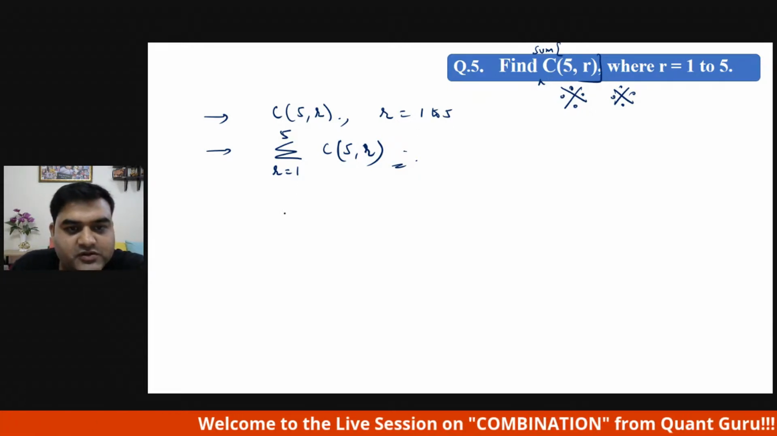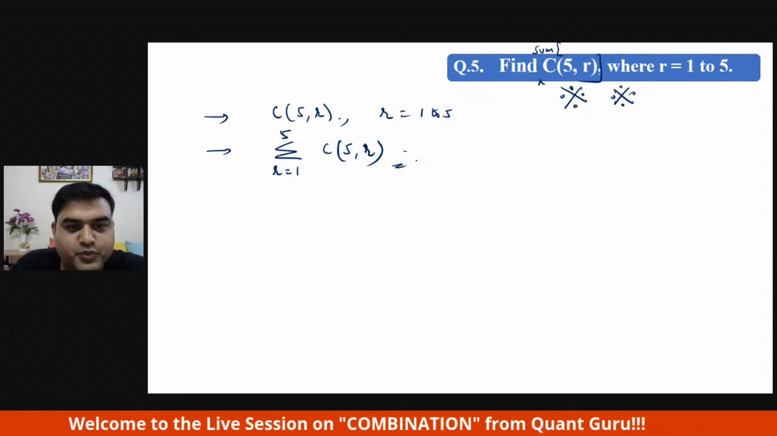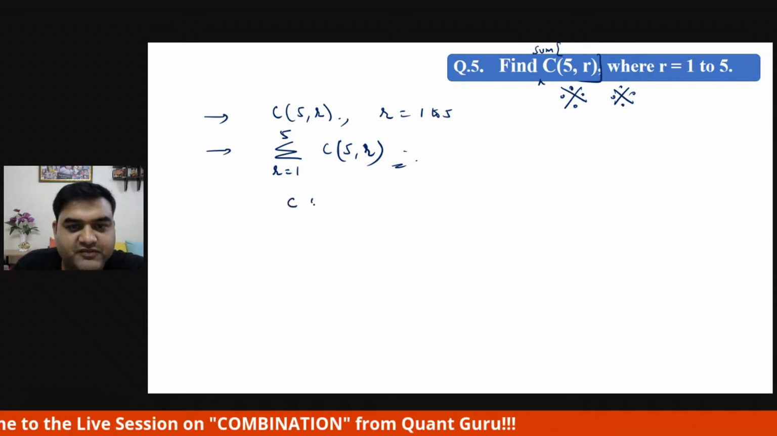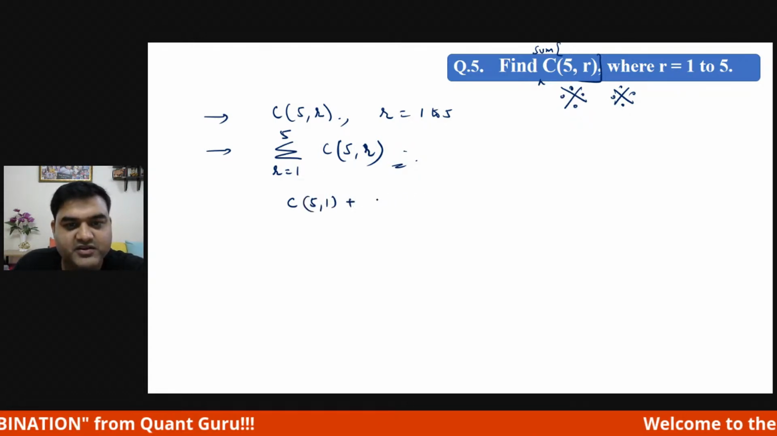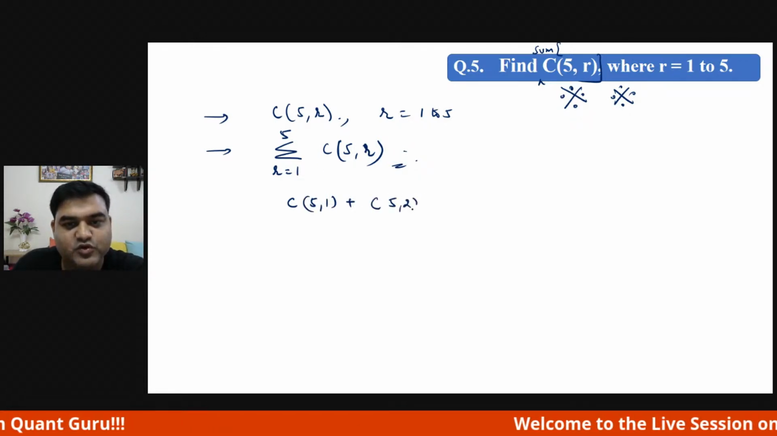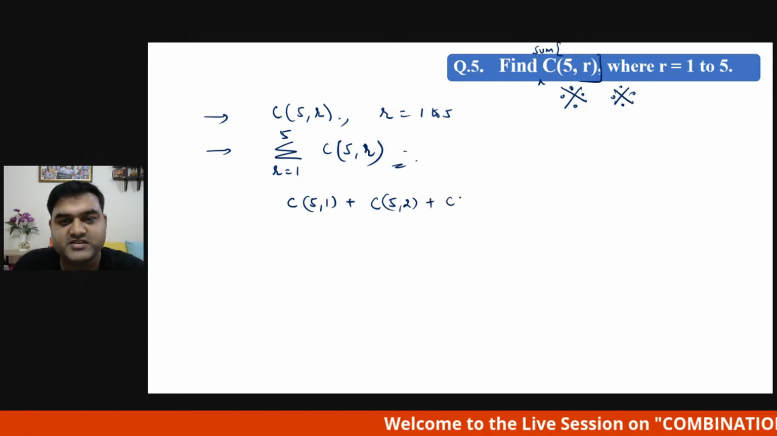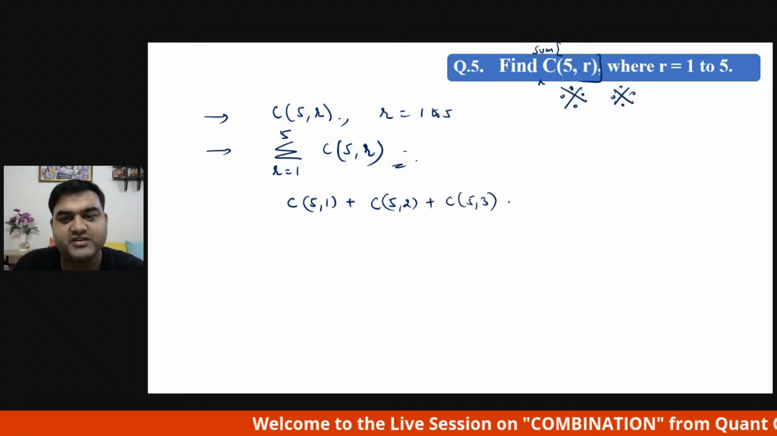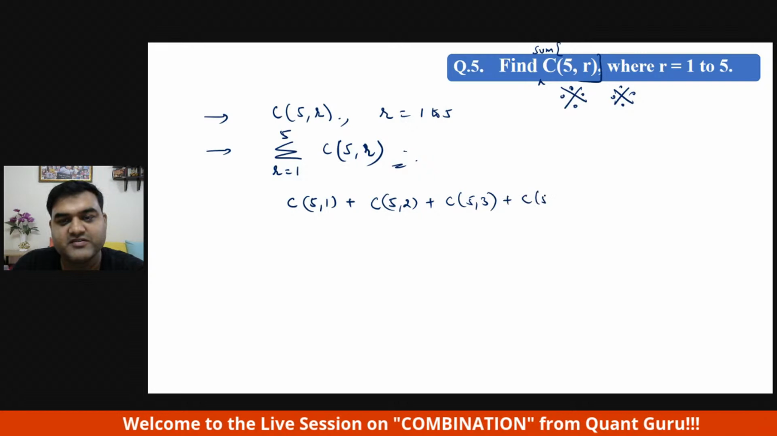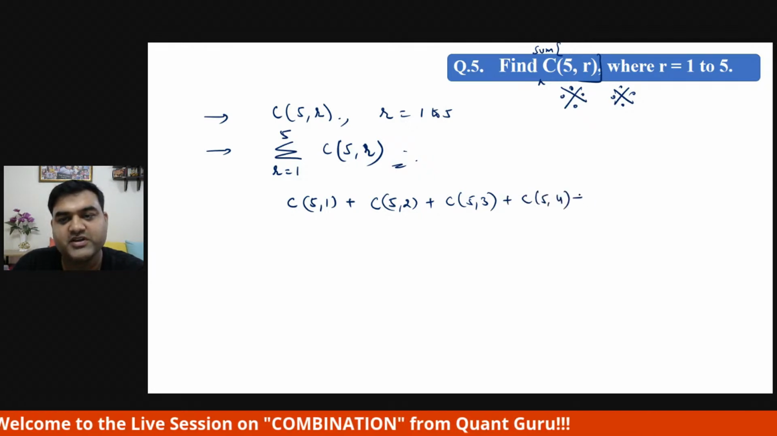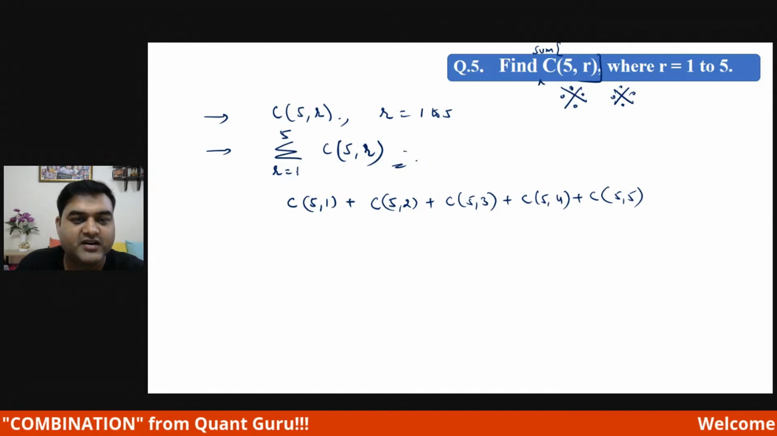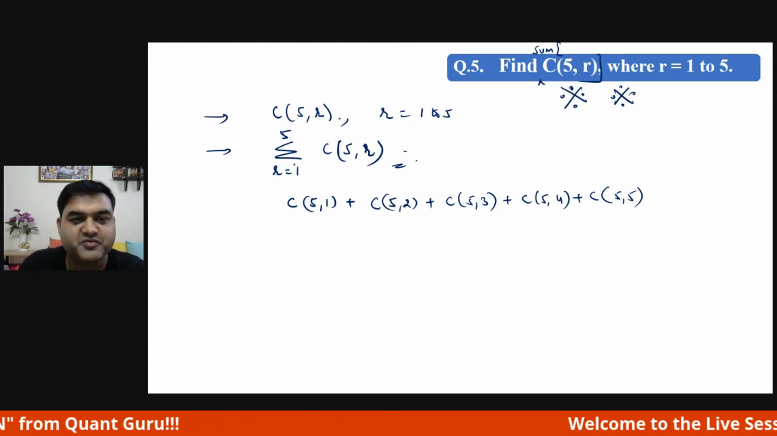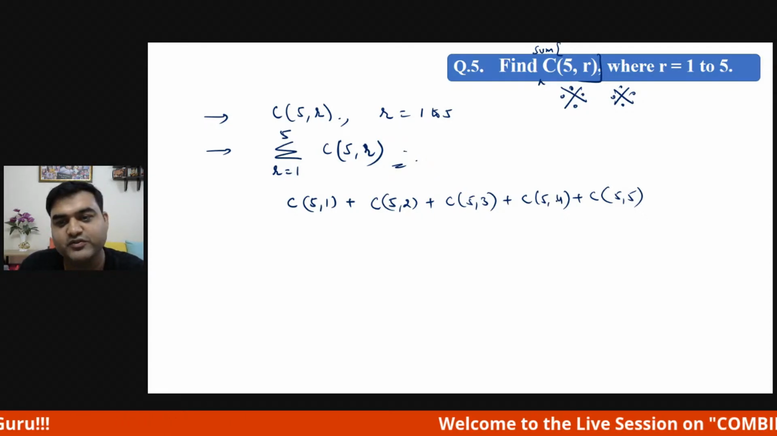This is nothing but, put the value of C51, summation is plus, right? C52 plus C53 plus C54 plus C55. Correct, no? Our range of the value of R is between 1 to 5. So 1, 2, 3, 4, 5.